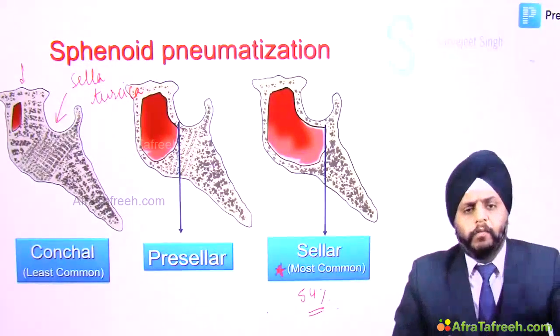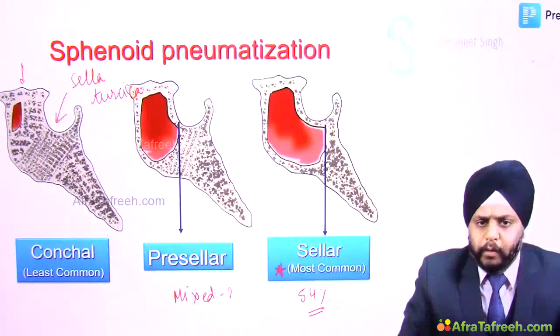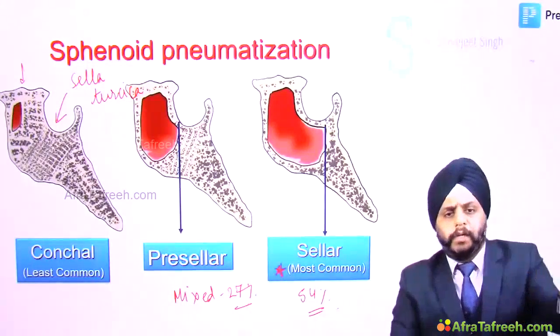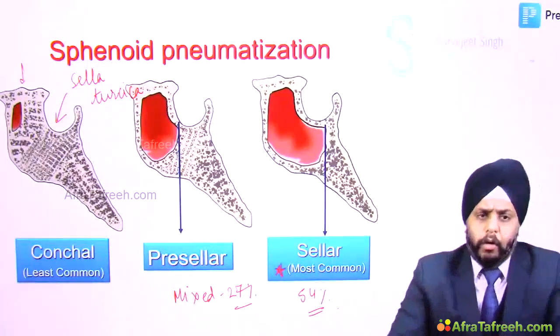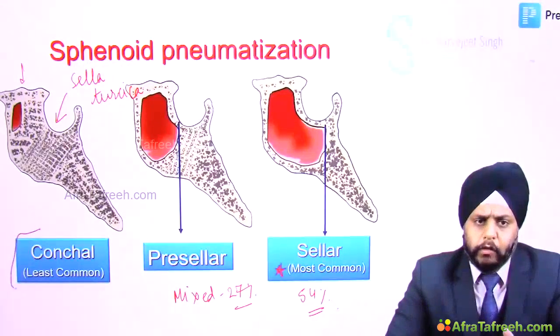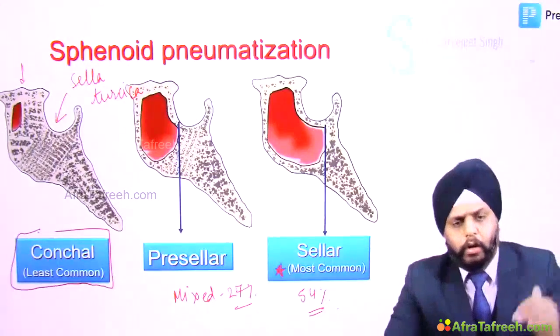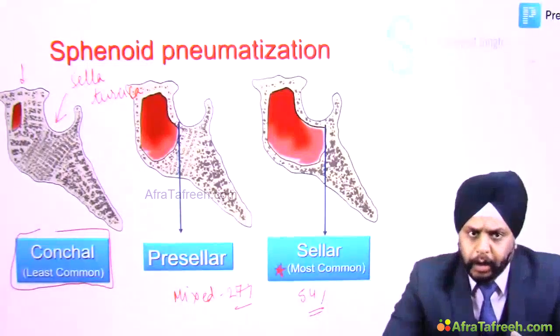Second most common is the mixed pneumatization, seen in approximately 27%, where one side may be sellar, other side may be pre-sellar or conchal, like that. And conchal pneumatization is the least common, seen in 1 to 4% cases. So conchal pneumatization is the least common type of pneumatization.